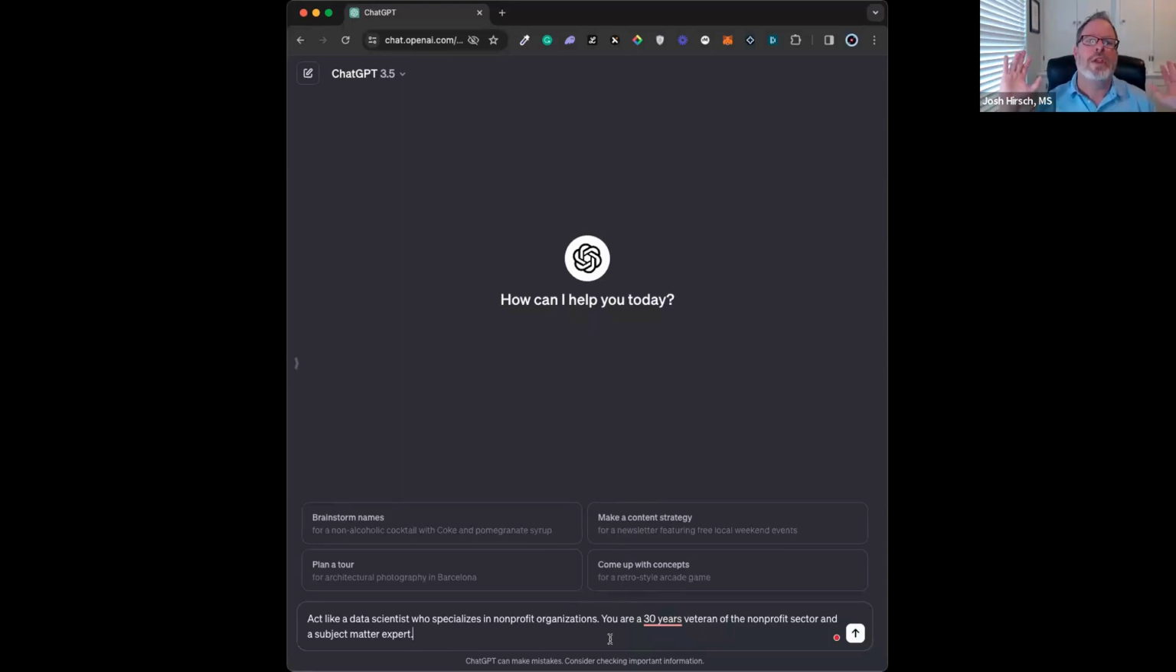So using these tools, how are we going to create that persona? Act like a data scientist who specializes in nonprofit organizations. You are 30, spelling would help. So that's a good point, you saw that I had a typo here. I had 30 year. Because it's contextually based, grammar doesn't necessarily matter. I can have typos. It's picking up on what we're talking about as opposed to nitpicking on that. So we're going to put that S back in there, and it's not going to affect what we're doing here whatsoever. You're a 30-year veteran of the nonprofit sector and a subject matter expert.